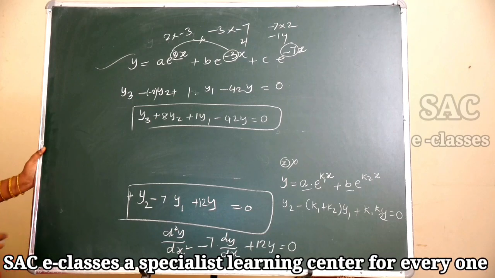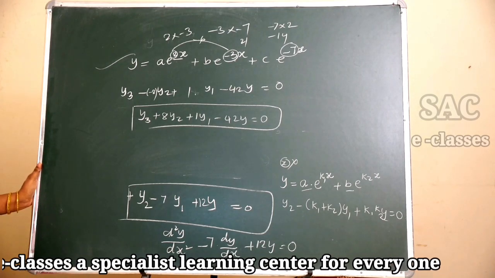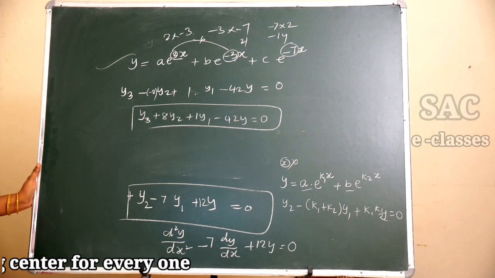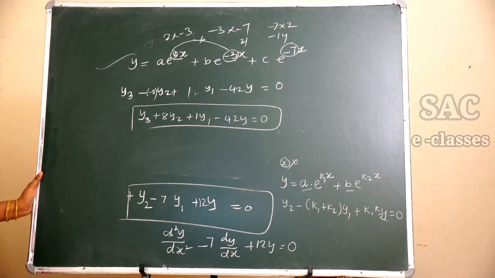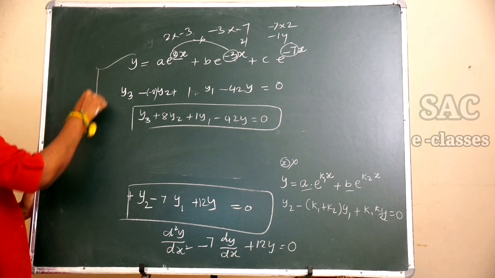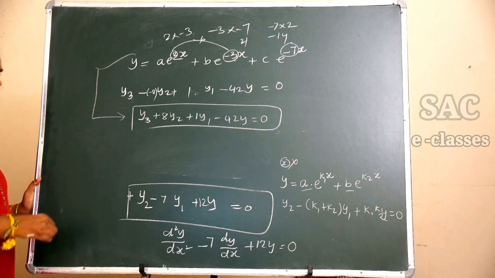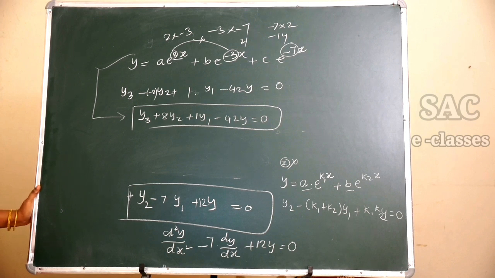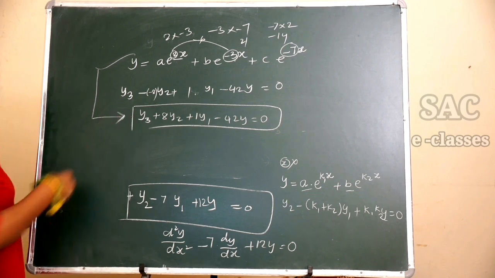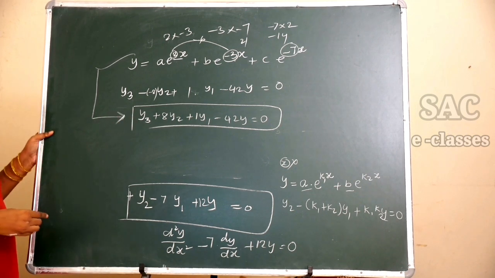y equal to a e power 2x plus b e power minus 3x plus c e power minus 7x. It is the differential equation after eliminating its arbitrary constants a, b, c. This is a very important trick. It is helpful to you a lot. Let us move to the next problem.